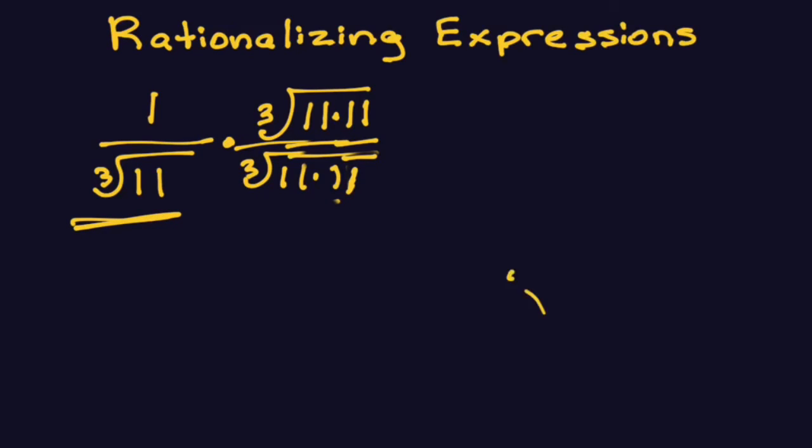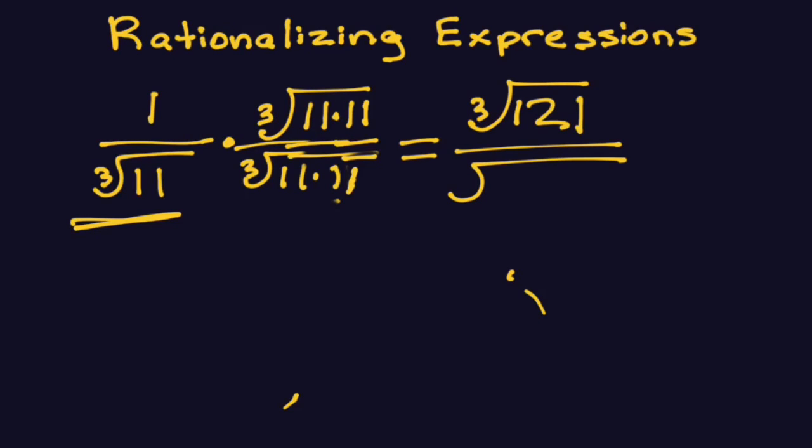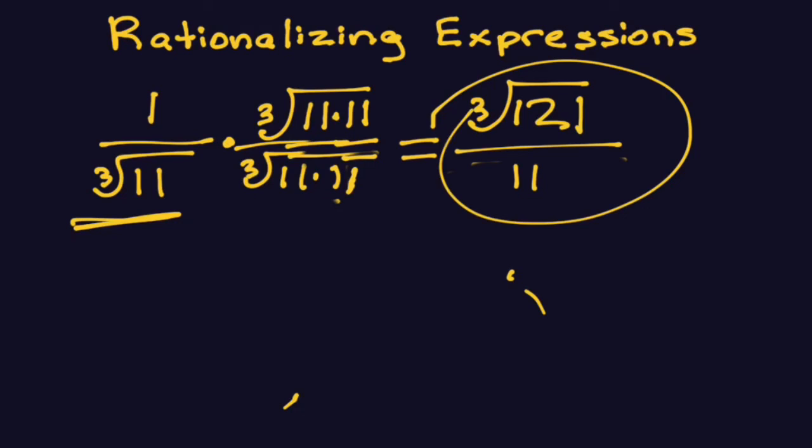So we multiply this by 11 times 11 to get those 3 11s at the bottom, which will make our 11. So this becomes the cube root of 121, and this becomes the cube root of 11 times 11 times 11, right? Which is basically just 11. And yeah, so that's going to be our final answer. That's how we're going to rationalize expressions with cube roots.